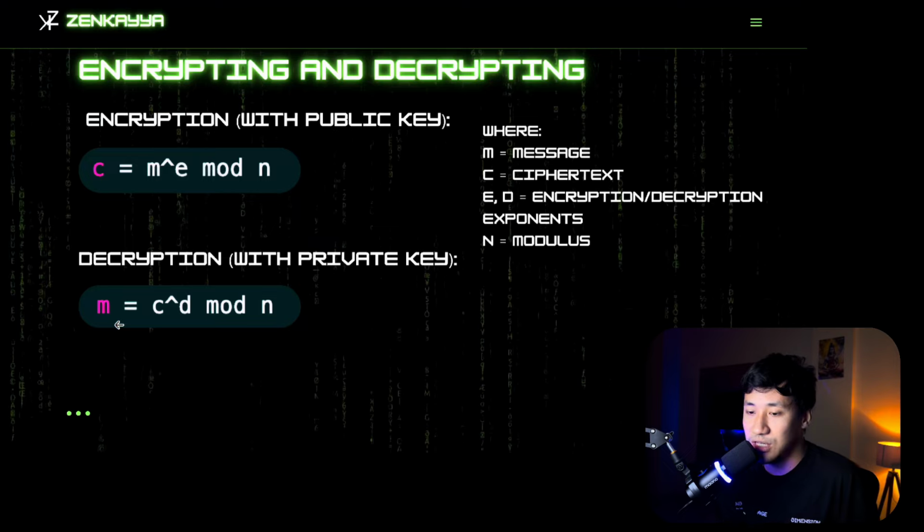So until and unless you know D, N and C, you can't find the output. And if you try to find out this D, it will take a lot of time. That is impractical in nature. You need to know D and E, then only you can find the real message. That is the whole point of RSA, of encrypting and decrypting. I hope you have understood this.